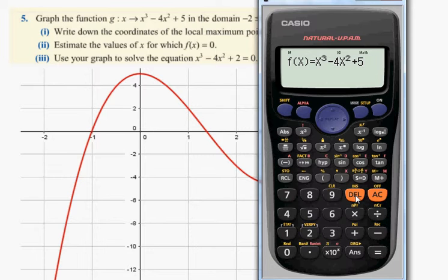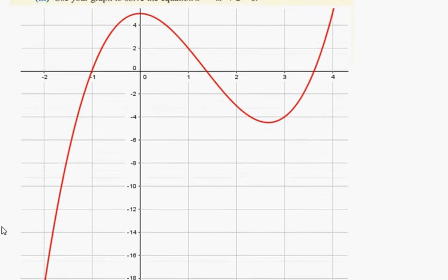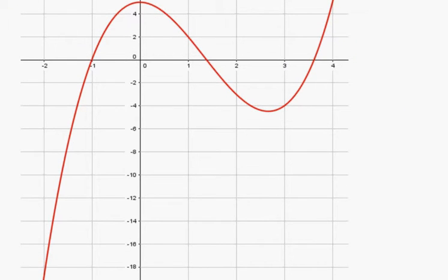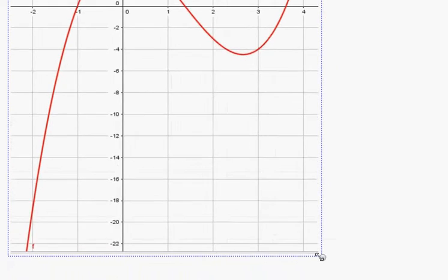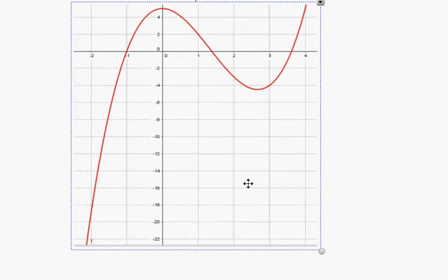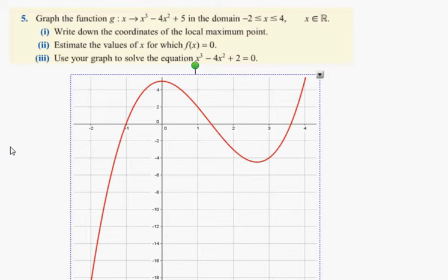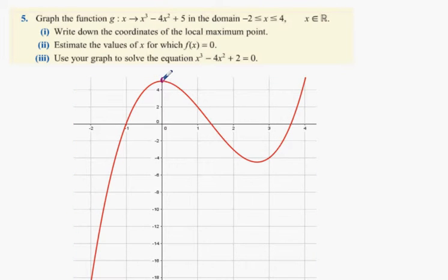Okay. From minus 2 to 4, is it? And it's a step of 1 this time because we don't need any 0.5s. We get the following graph with the following points. This graph is drawn here. Make it slightly smaller. Can't quite see everything. There you go. Okay. Now what we're asked about this. Write down the coordinates of the maximum point. Where's the maximum point? 0, 5, and the minimum.